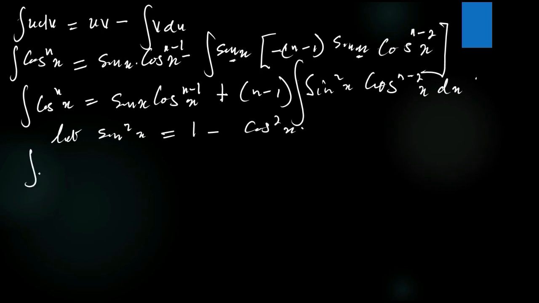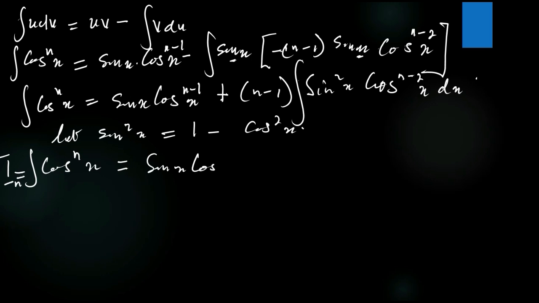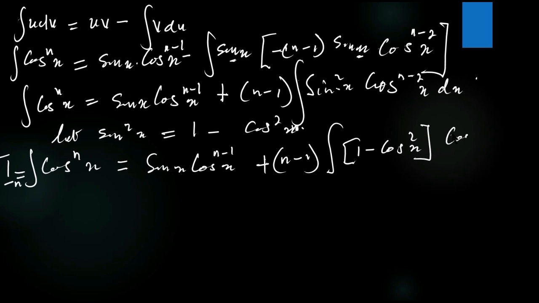So I can now rewrite this, my integral of cos x raised to power n, which is the same thing as I_n. Remember, this is our I_n because we're actually deriving a reduction formula. This will be the same thing as sine x cos x raised to power n minus 1 plus n minus 1 times the integral of, now I have 1 minus cos squared x. I've put this formula in place of sine squared x here, multiplying cos x raised to power n minus 2 with respect to x.